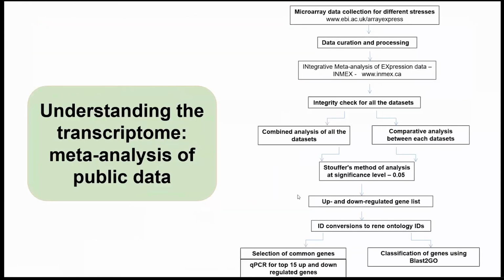Now, the first thing we did, as I explained earlier, was the public data analysis using meta-analysis. The flow diagram is presented here. Basically, the microarray data was collected, curated and processed. Using InMex, the meta-analysis was performed after the integrity check, and both up- and down-regulated genes were identified, and then further validated using qPCR of all the identified genes, after identification using a significance level of 0.05.